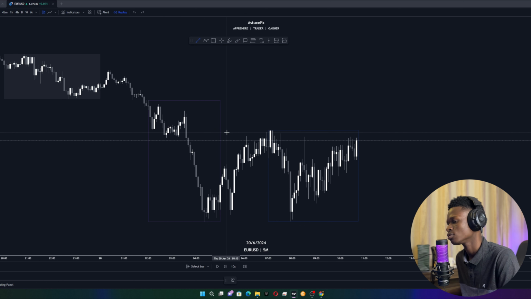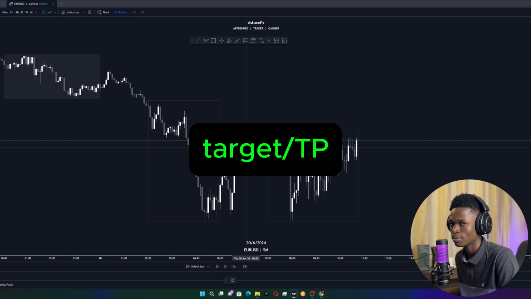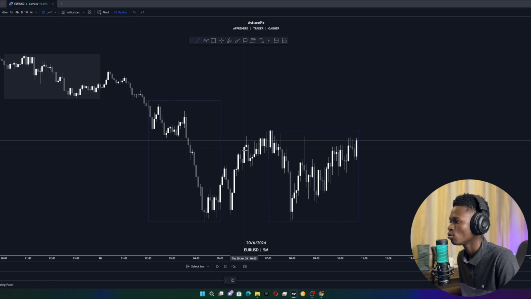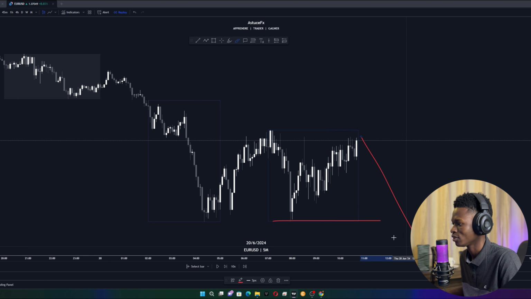But you don't just use market structure. Market structure of course gives you the direction. So on this one you already know that we'll be looking for sales. The next thing you want to do is know your target. Let's say you manage to get a sell, what are you going to target as TP? For me, based on market structure, I already know that price will always break the previous low. So all I have to do is put a line at that low. That's going to be my TP.